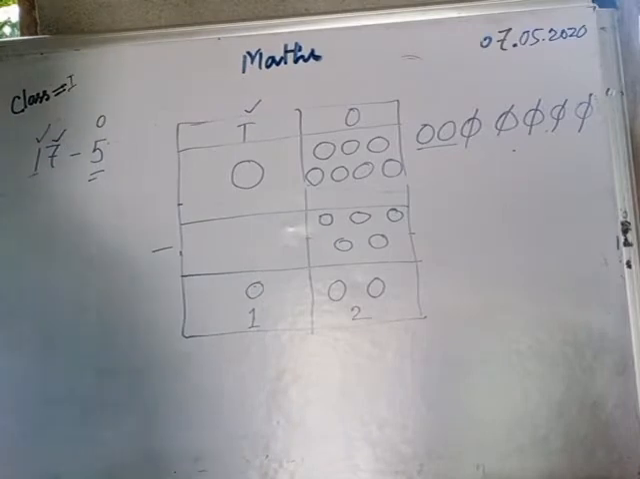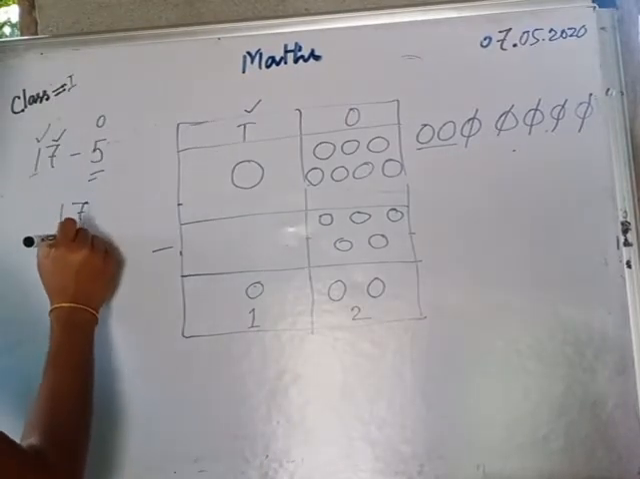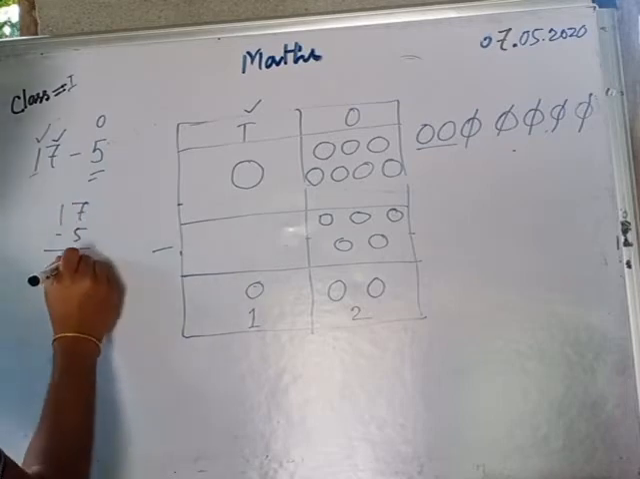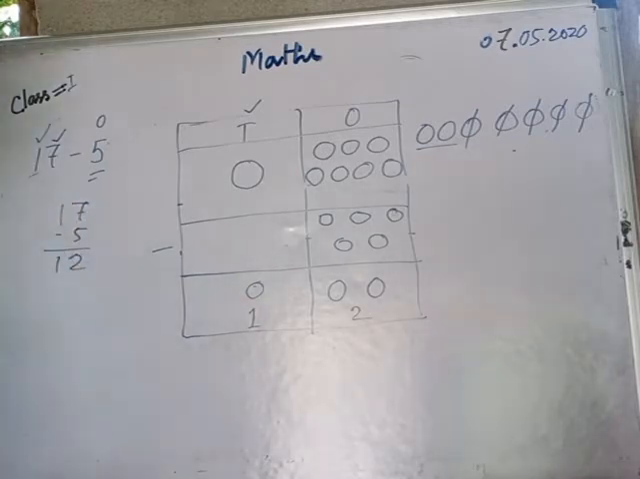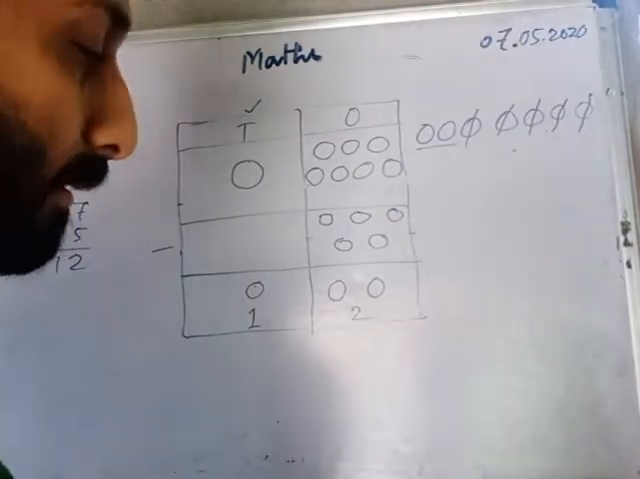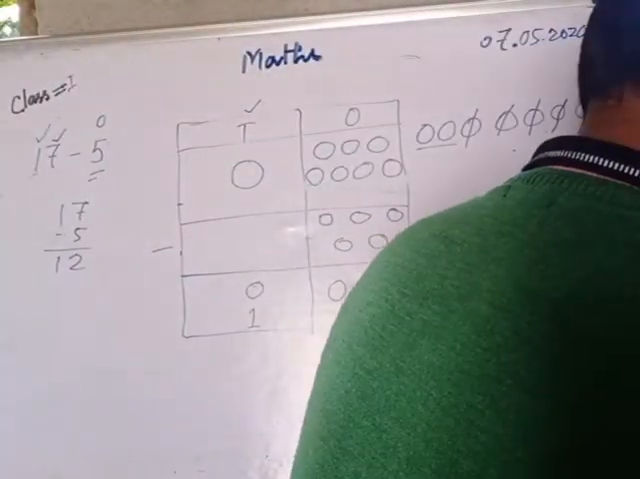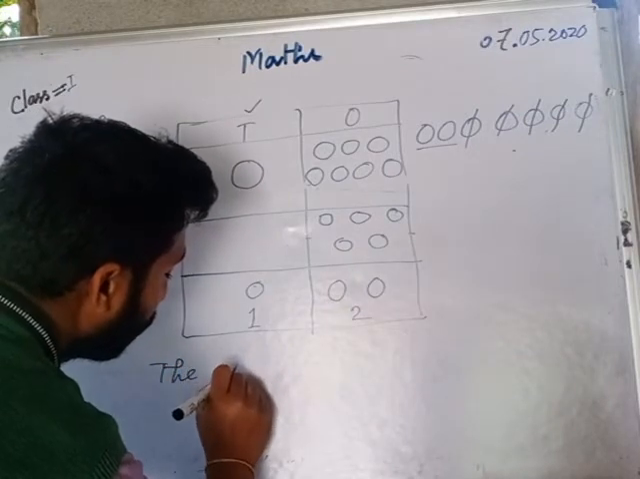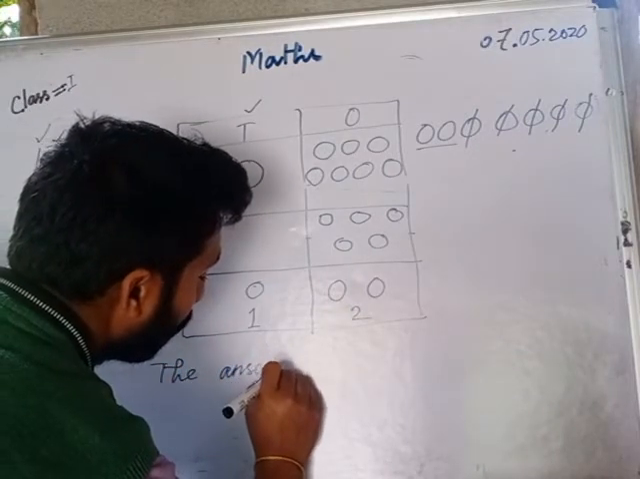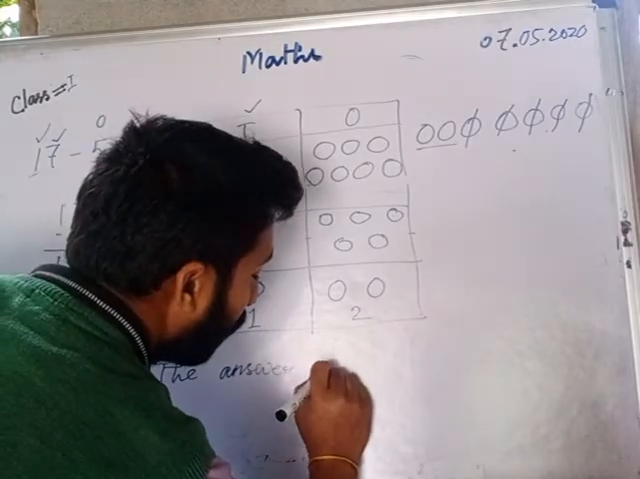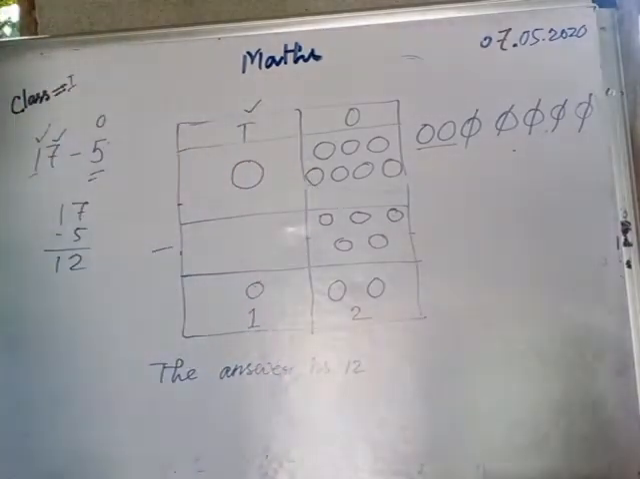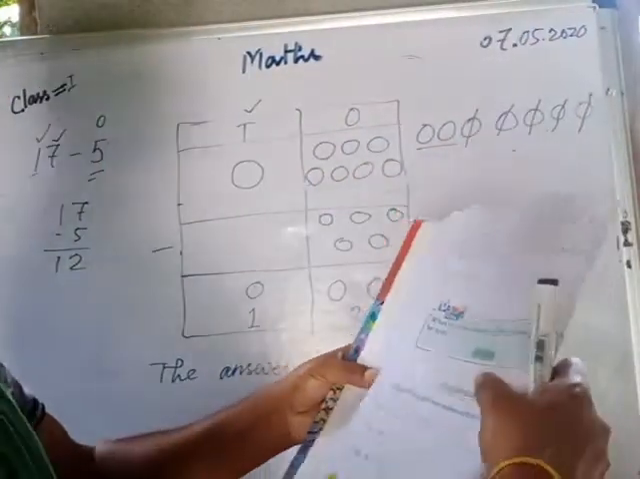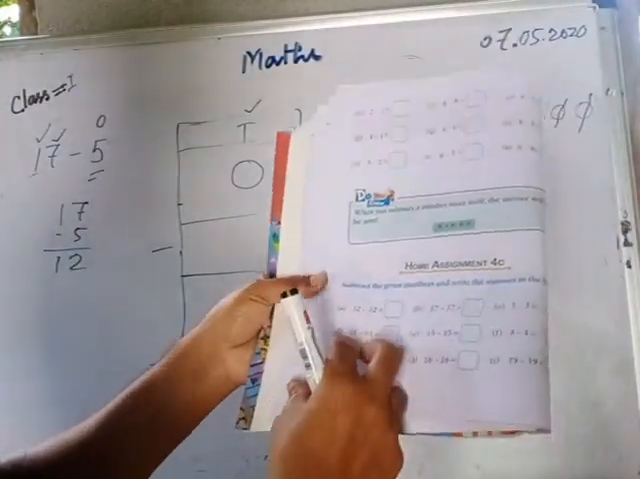It is a process. If you subtract this number from here, also the same. 7 minus 5, that is 2, and 1, that is 12. So the answer is 12. So you should do your homework properly. These are also your homework.